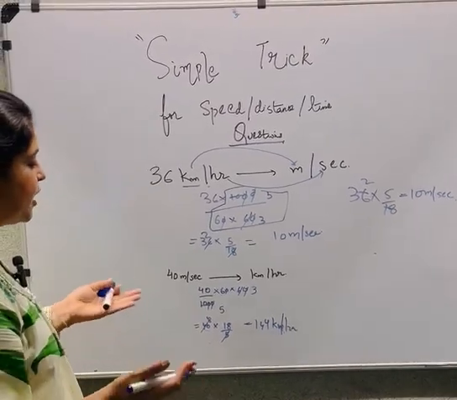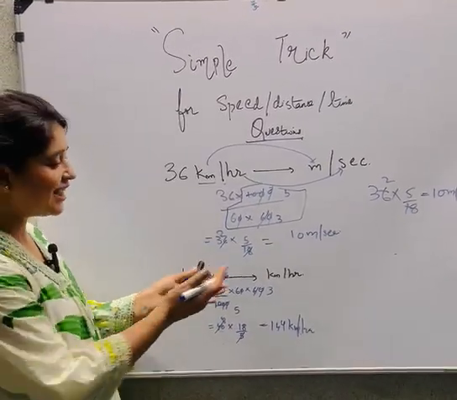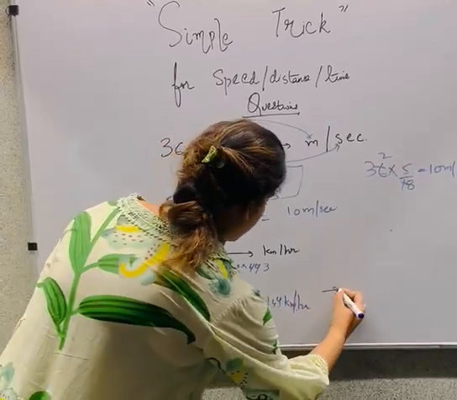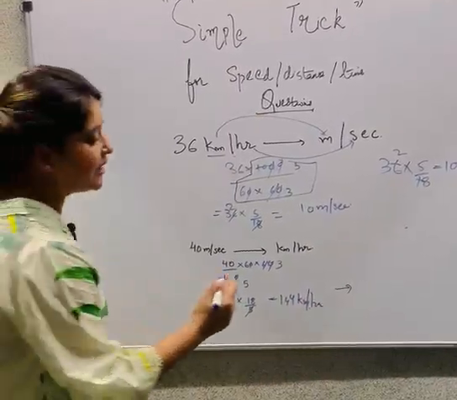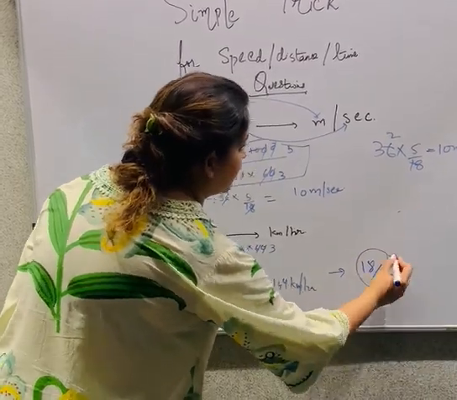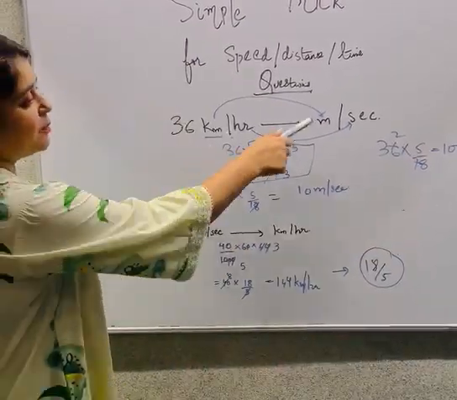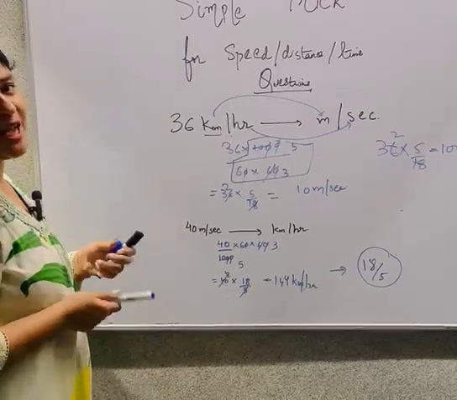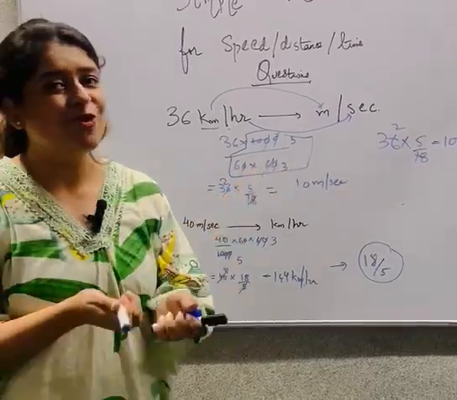So a simple thing, whenever we convert meter per second to kilometer per hour, what you have to do, students, you just have to multiply it with 18 by 5. And whenever we convert kilometer per hour to meter per second, just multiply it with 5 by 18 and you are covered.